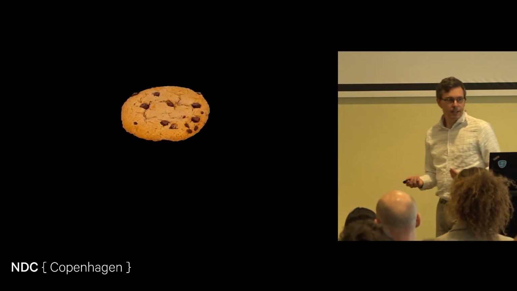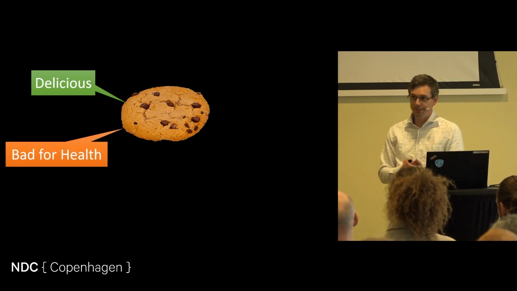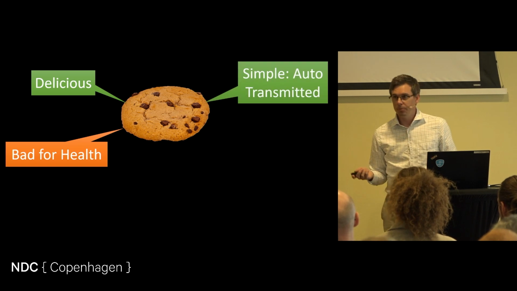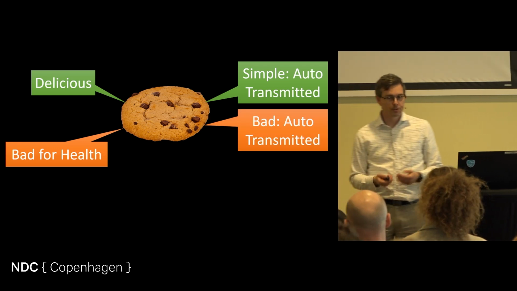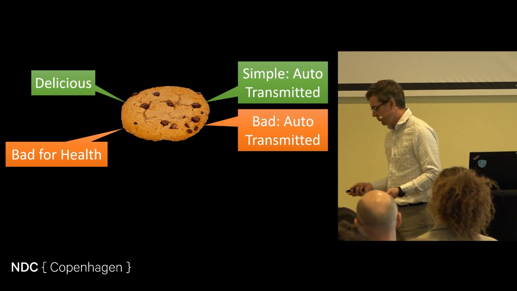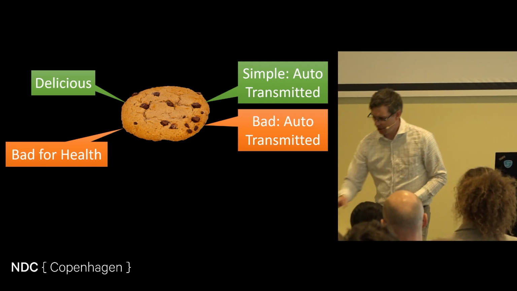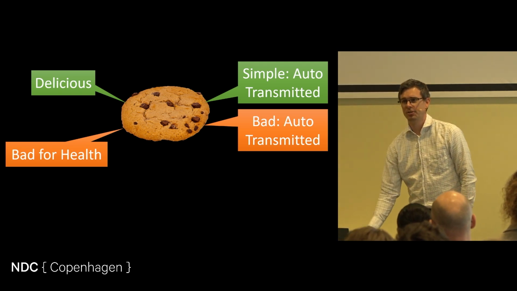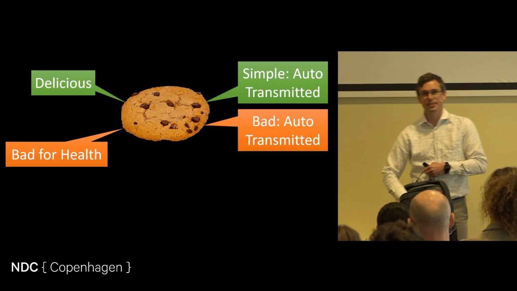So what do we do to... So what we've learned now is that cookies on the one hand are convenient because they are simple, or sorry, they are delicious. Sorry, they're bad for your health if you eat too many. They are simple because they are auto-transmitted with every request, but they are also bad because they are auto-transmitted. So due to cross-site request forgery, we had to do something else. What did we go for instead of cookies? What did we pick up instead, and switch to for authentication? Yes?